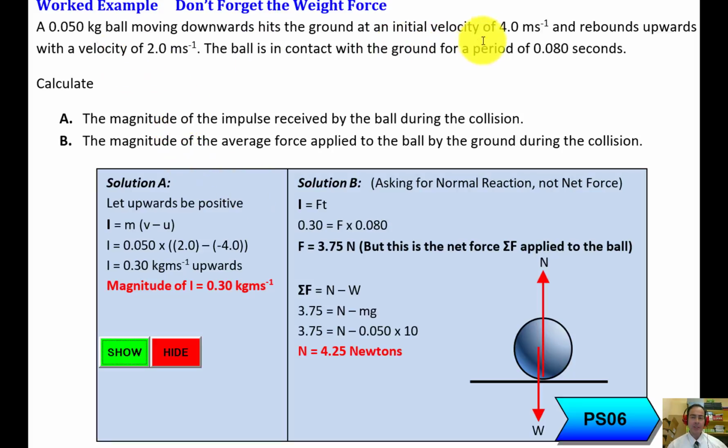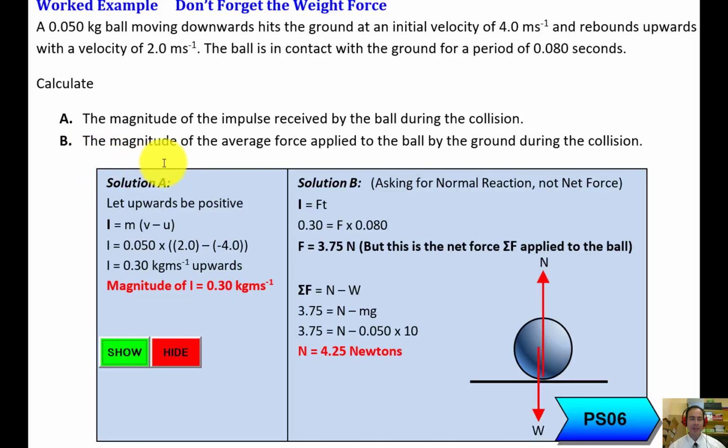That means the initial velocity is -4 and the final velocity is +2. So change in momentum, being mass times change in velocity, becomes final velocity of +2 upwards, take away initial velocity of -4 downwards, is a total change in velocity of 6, multiplied by the mass of the ball, 50 grams or 0.05 kilograms, gives us an impulse of 0.3 kilogram meters per second, or Newton seconds. So that's the magnitude.